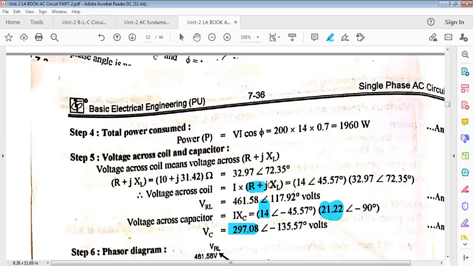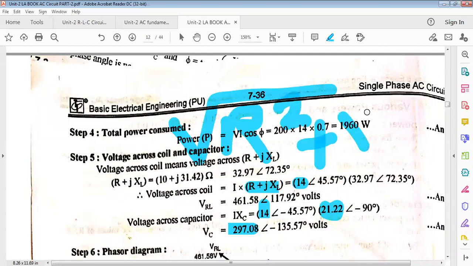Coil means what? It's a combination of R and L. Okay, so current magnitude is this one. And how can you find out the magnitude of coil? Square root of R square plus XL square. Magnitude of coil, that impedance, R square plus XL square. This point, everyone got? Yes.